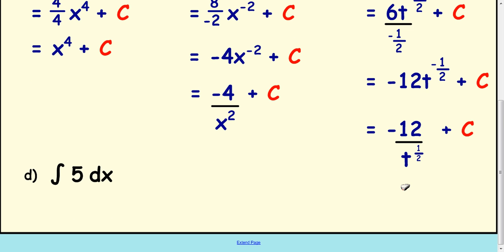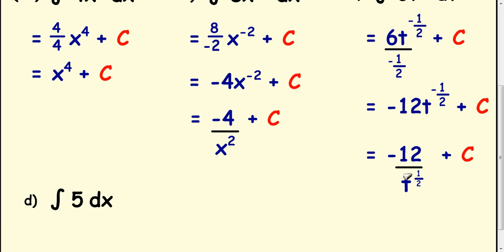And if you wanted to take it further, I haven't done it here, but you could say that's the square root of t, so negative 12 over root t plus c, particularly if you were putting the values into this, which we'll do later on.